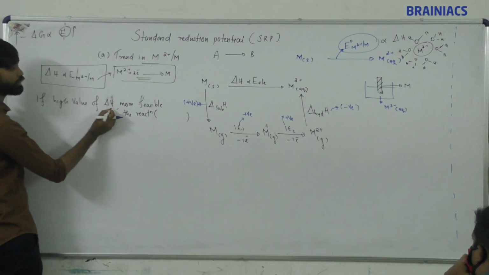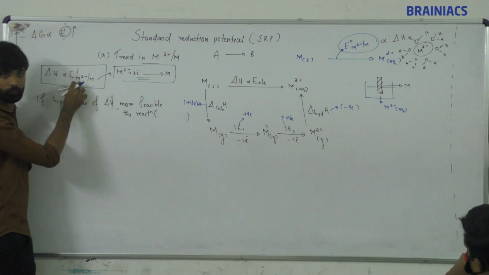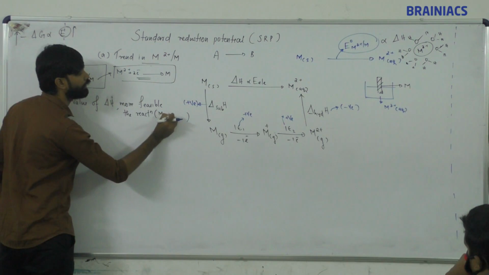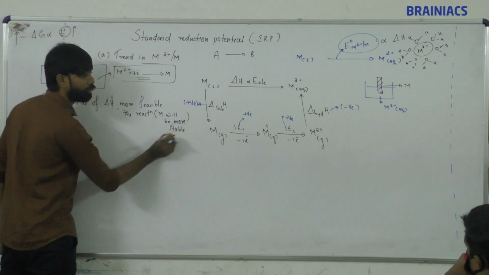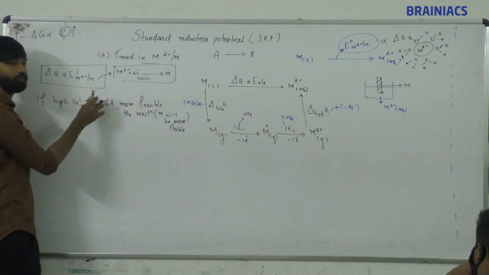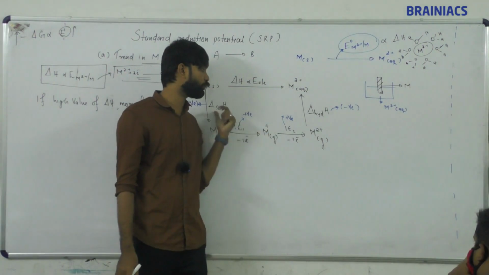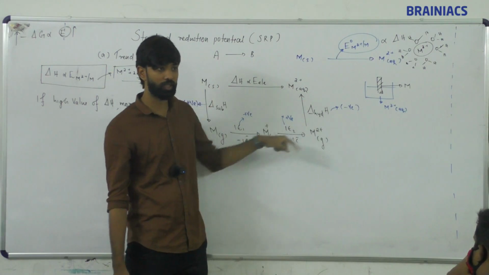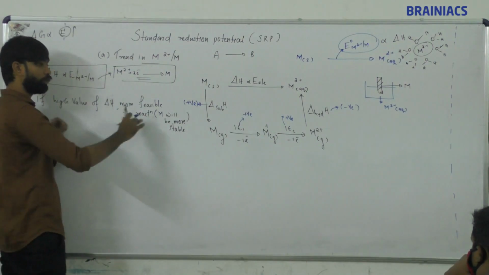So a high value of delta H means a high value of E0 for M2+/M, and then the reaction is more feasible, which means that M will be more stable. How does the delta H become a more positive value? This positive magnitude should be much greater than the negative hydration energy. Then only the net value becomes positive, and then only the electrode potential becomes positive.